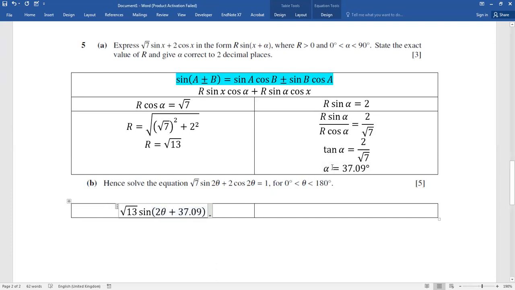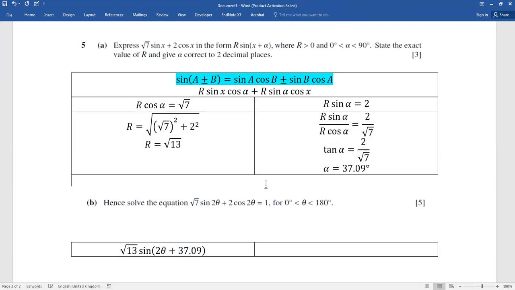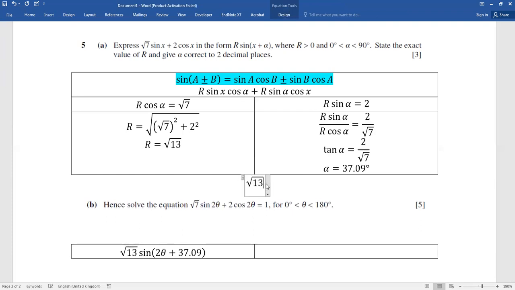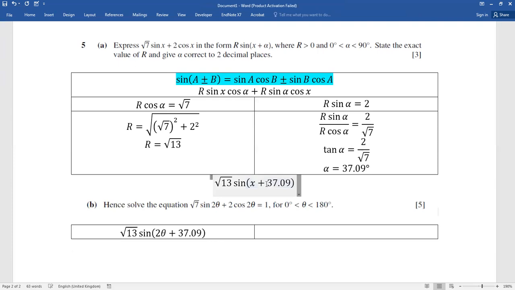I missed out on writing the answer in the previous one: square root 13 sine x plus 37.09. Yes, class. This entire thing is equal to 1. Now, what is the angle in this question? The angle is 2 theta plus 37.09.